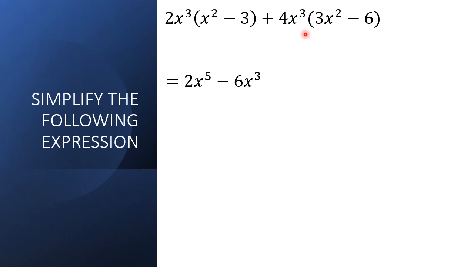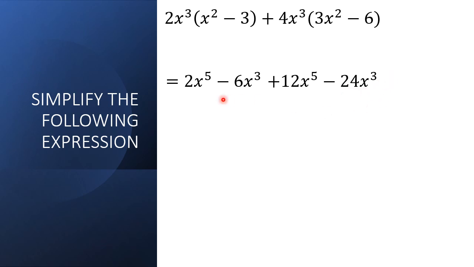We then evaluate the second term. 4x cubed multiplied by 3x squared will give us 12x to the power of 5. When multiplying powers with the same base, you keep the base and you add exponents. And then 4x cubed multiplied by -6 will give us -24x cubed.